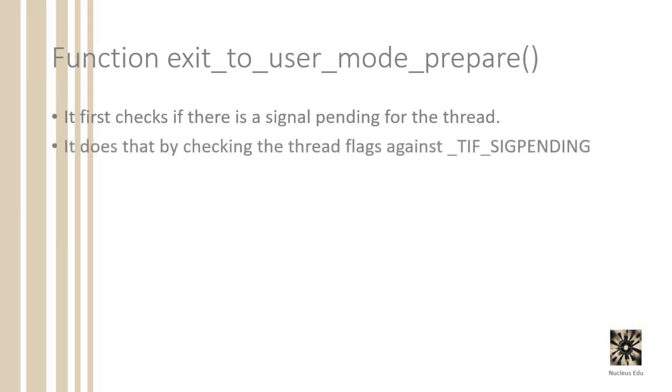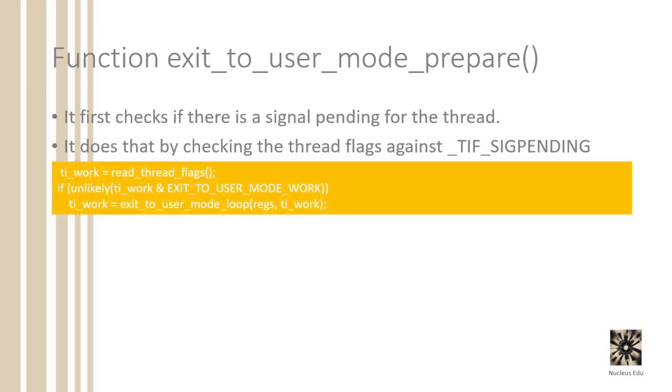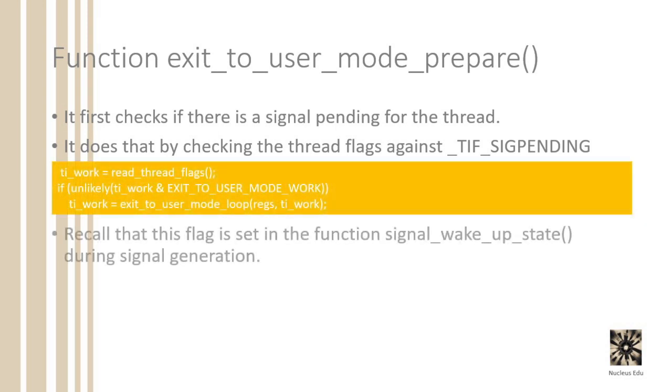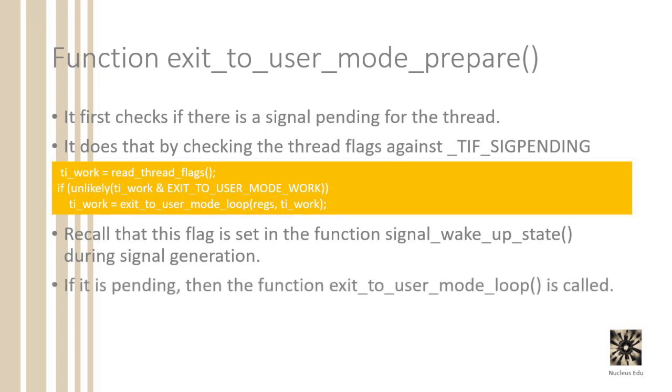Right, and it does that by checking the thread flags against TIF_SIGPENDING, which, if you recall, we covered in the first part of the video. This flag is set in the function called complete_signal, right after adding the signal queue to the list of the task's pending queue structure, right? And if there is a signal pending, which is basically notified by this flag, then exit_to_user_mode_loop is called.